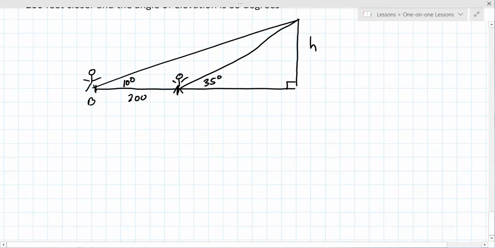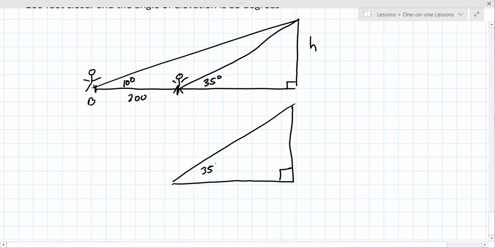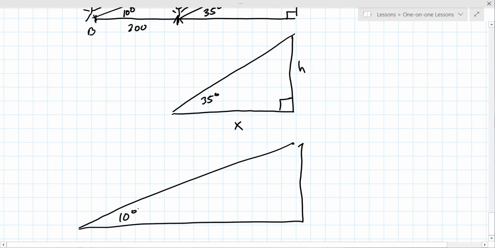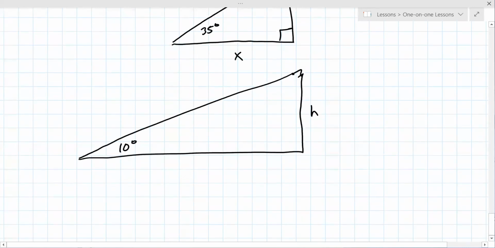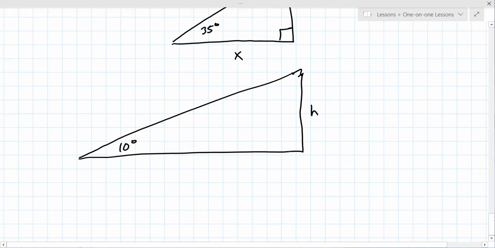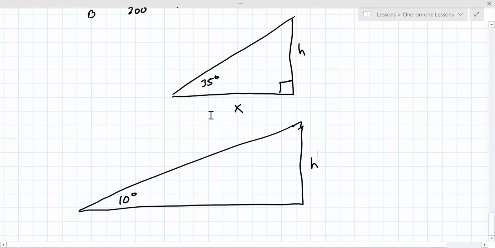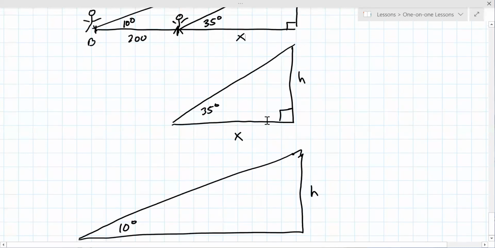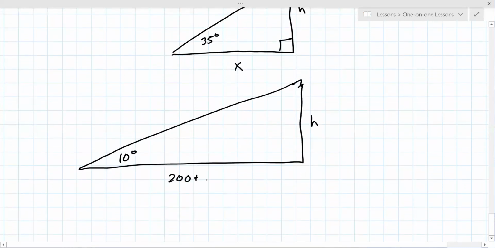So the more practical one here is you first draw Susie, 35 degrees, H, and then I'm going to call this X. Okay. Now Billy is 10 degrees, still H. What is the distance though between him and the mountain? 200 plus X. Okay. All right. Now, let's go to this first drawing.